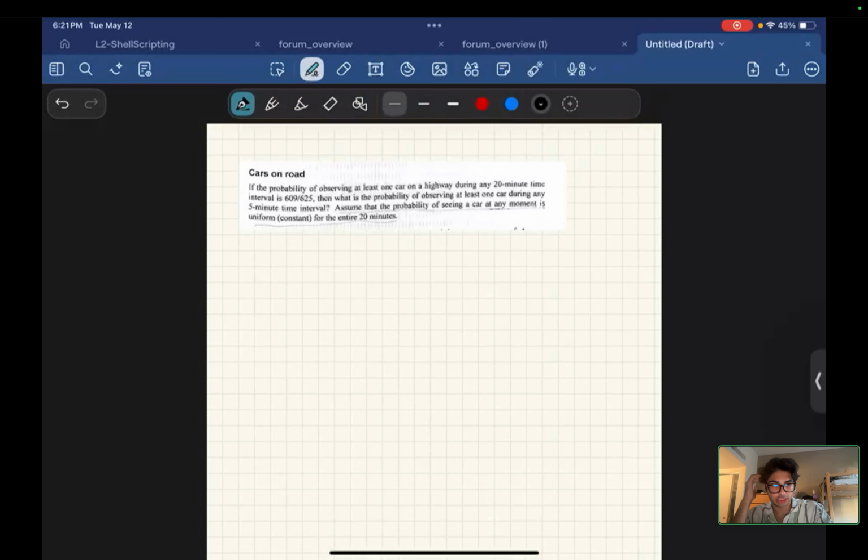When I first saw this question, my first thought was a naive approach. It was saying, oh, if it's some probability for 20 minutes, then for a fourth of that time, it should be a fourth of the probability. But that's not how it works.